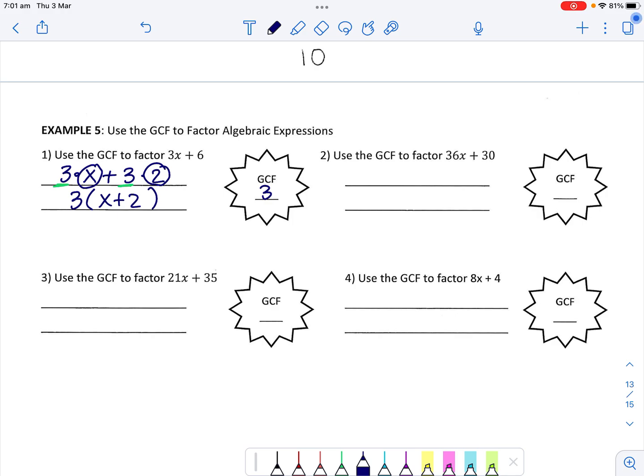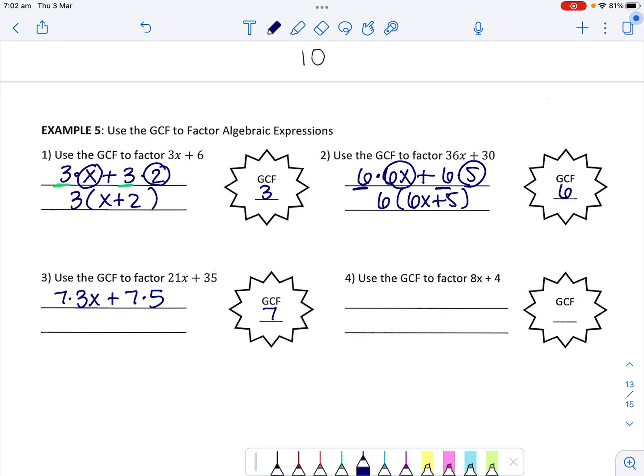Between 36x and 30, my greatest common factor is 6. So it's going to be 6 times 6x plus 6 times 5. So here's my number that's the same. So 6 goes on the outside. And then 6x plus 5. 21 and 35 have a 7 in common. So I've got 7 times 3x plus 7 times 5.